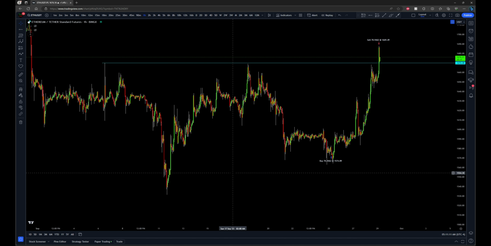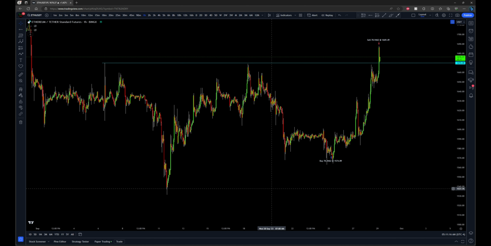All right, so this is the conclusion of this trade. The profit target was hit, tapping these logical highs, and that will wrap this one up.